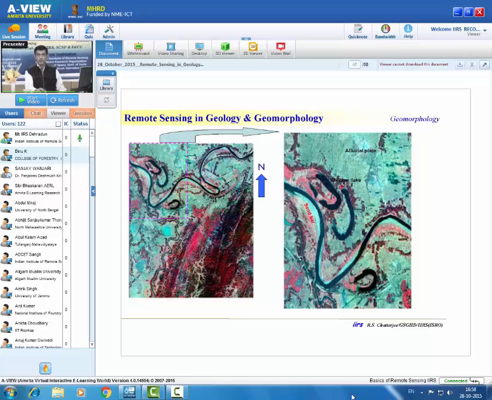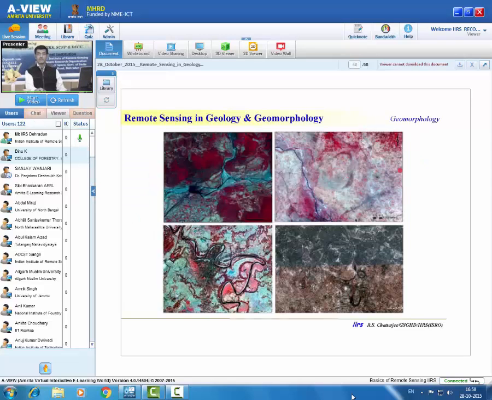Now this is the extended view of this area. You can see the oxbow lakes, the alluvial plain. These are the natural levees. Some are current natural levees, some are old natural levees, some are new natural levees. So those things we can interpret very nicely from the satellite image.